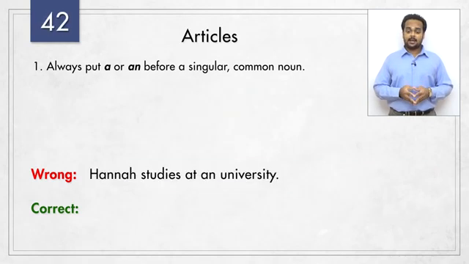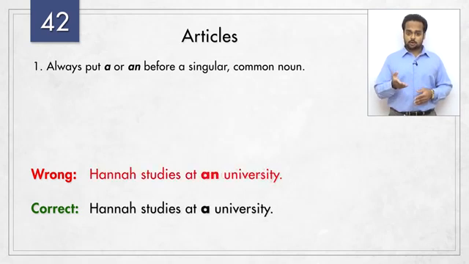Next one: "Hannah studies at an university." This sentence looks correct, but it's not. Here's the correction: Hannah studies at a university. But hold on, you might be thinking, university starts with U, which is a vowel, so we should put an before it, right? Well, no.